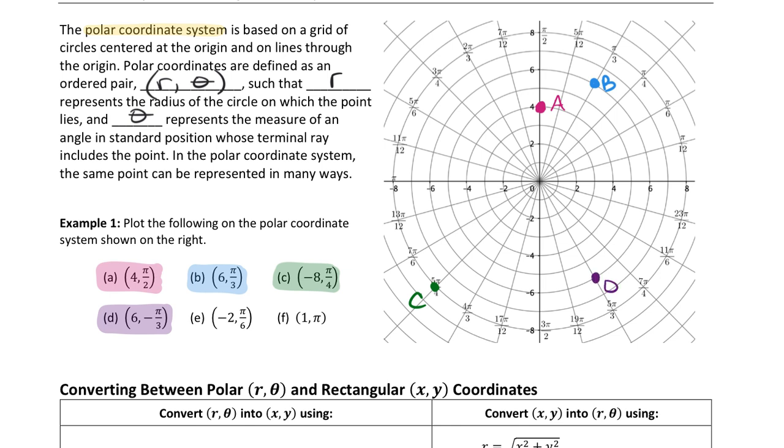There is an additional coordinate point that could get me here. Instead of going negative, I could go from 6 and then positive 5 pi over 3. Gets me to the same place. I could also go negative 6 and 2 pi over 3. Those get me to the same place. So there's more than one way to reach an address on a polar coordinate grid.